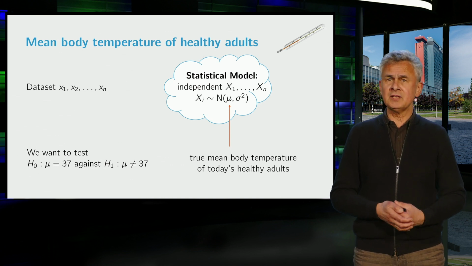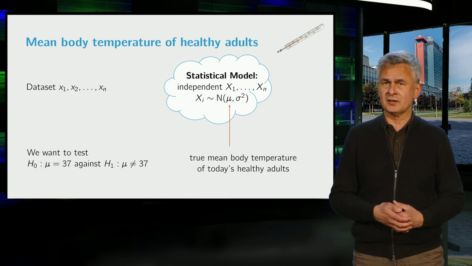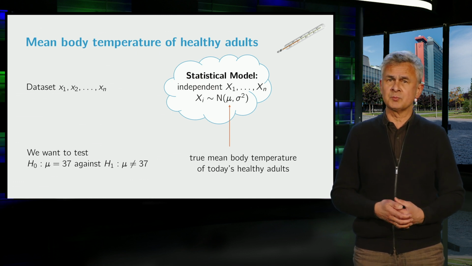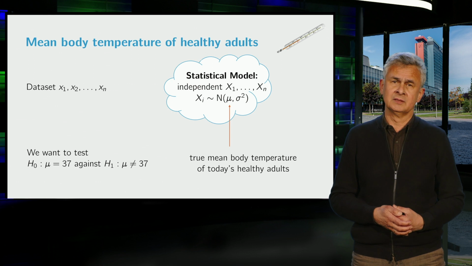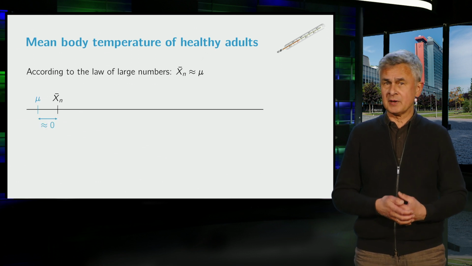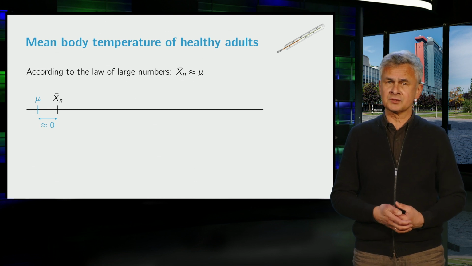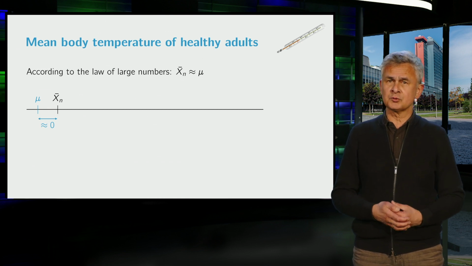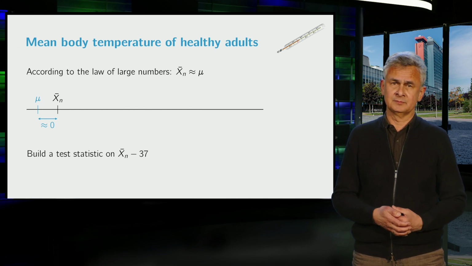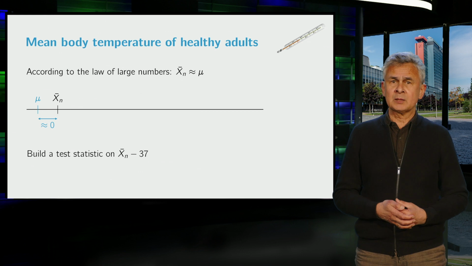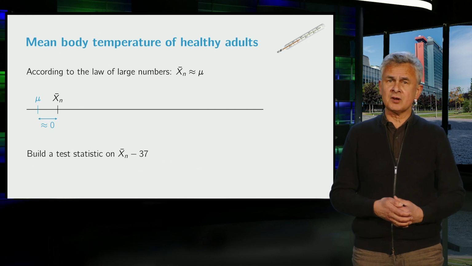Now, the first thing we need to do is to find a test statistic that we can use to decide between the two hypotheses. Well, since mu is the expectation of the model distribution, according to the law of large numbers, the sample mean will be close to mu no matter which of the two hypotheses is valid. This suggests that we can use a test statistic based on the difference between x bar and 37.